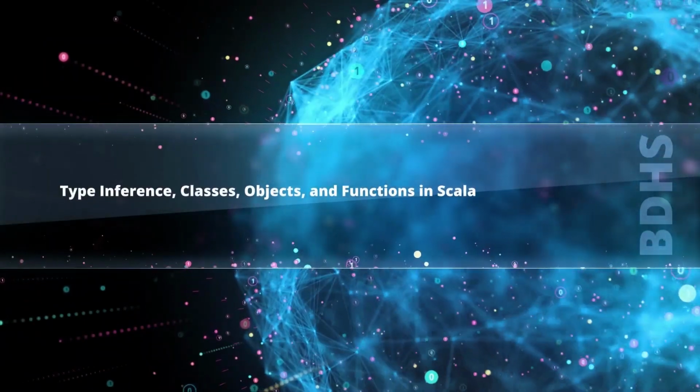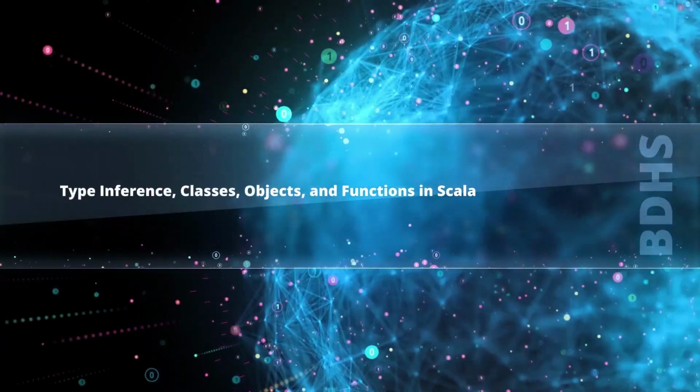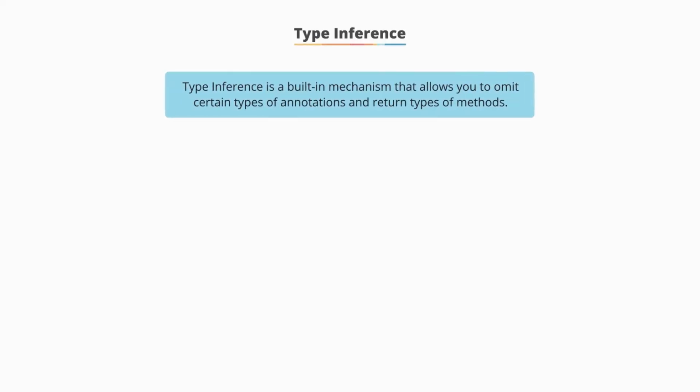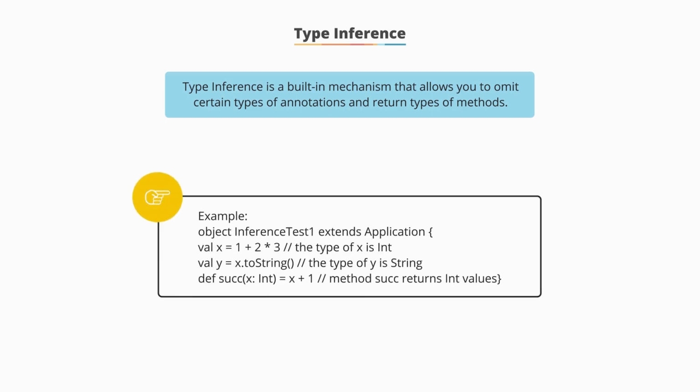Type inference, classes, objects, and functions in Scala. Scala provides a built-in mechanism called type inference, using which you can omit certain types of annotations. For example, it is generally not required to specify the variable type, as a compiler can deduce it from the initialization expression of a variable. In addition, you can also omit return types of methods, as they correspond to the body type and can also be inferred by the compiler.